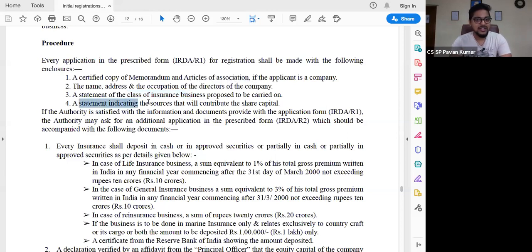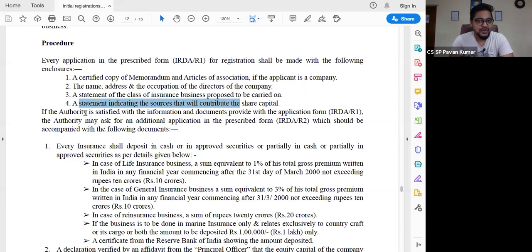Then a statement indicating the source that will contribute to the share capital. Because whenever you want to start an insurance company, you should have huge money with you. It's not a small company. You should have like 100 crores, 200 crores. So from where are you going to bring the capital? Source of the capital. All this information should first be disclosed in IRDA R1.